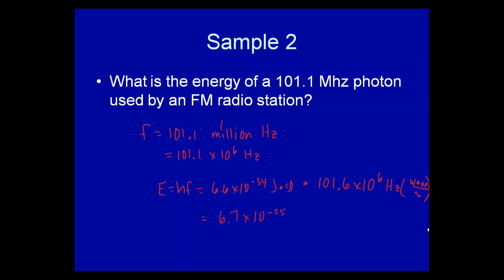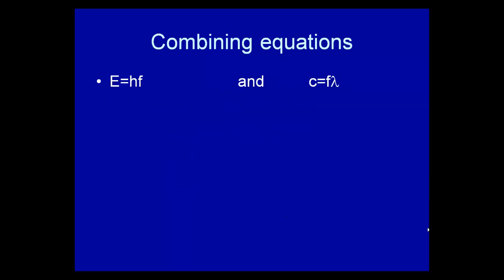6.7 times 10 to the negative 25th joules. Now you could say joules times waves if you want, but we generally just drop the waves. The seconds have canceled out. Now, here's a shortcut you can take that will save you some time.